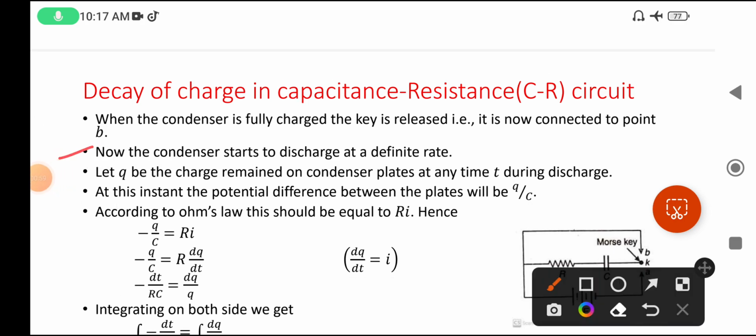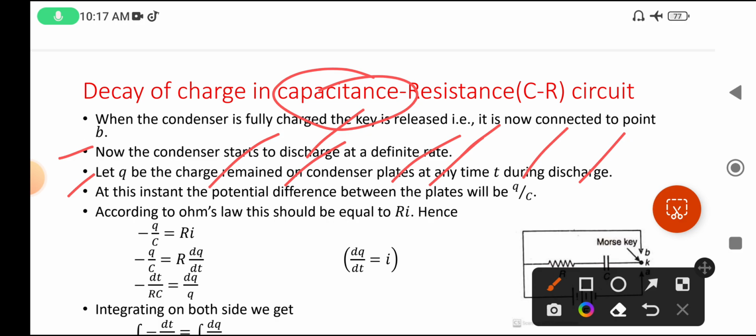Now the condenser starts to discharge at a definite rate. Let Q be the charge remaining on the condenser plate. Condenser and capacitor are both the same, they are not different. At any time t during the discharge, at this instant, the potential difference between the plates is Q by C. So Q by C is simply minus Q by C outright.